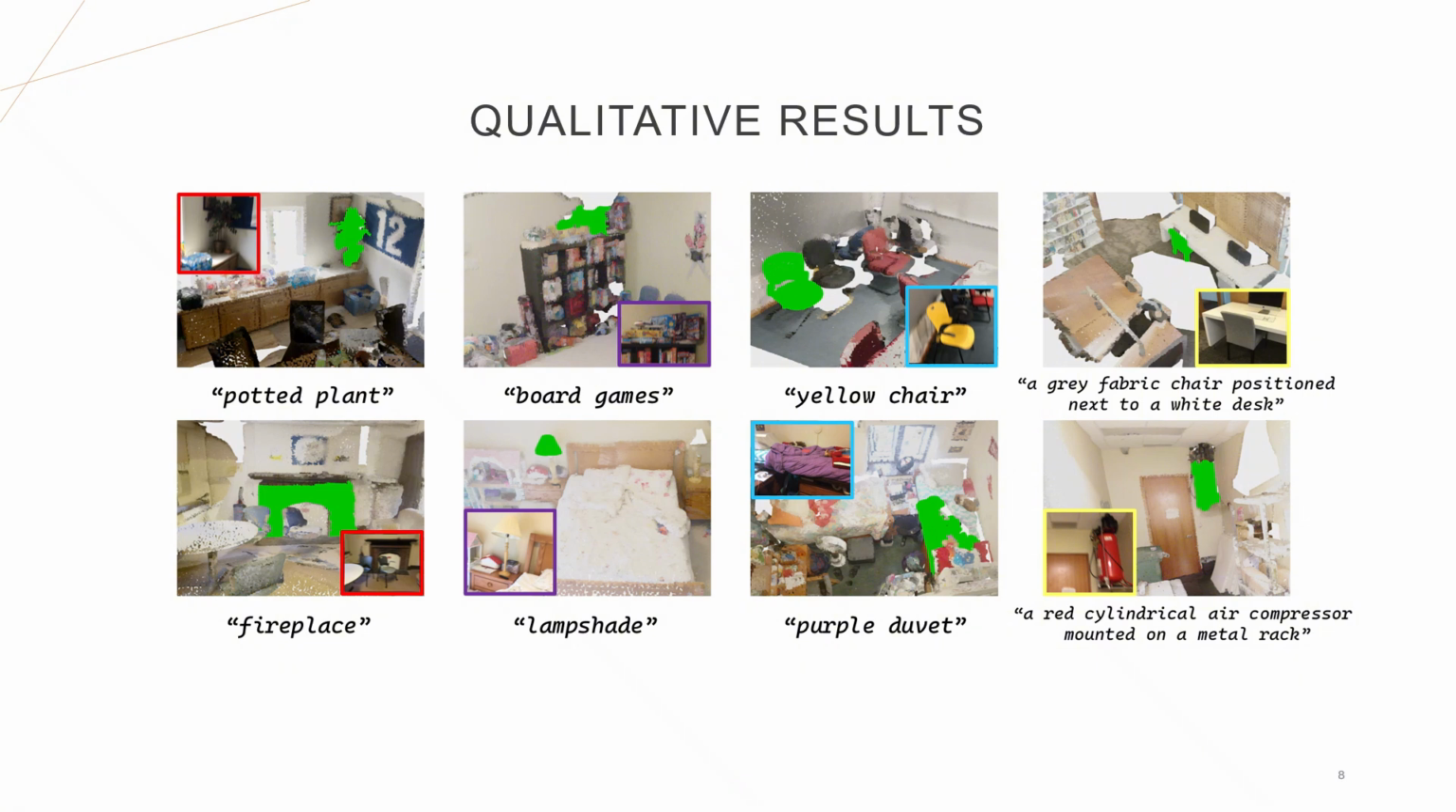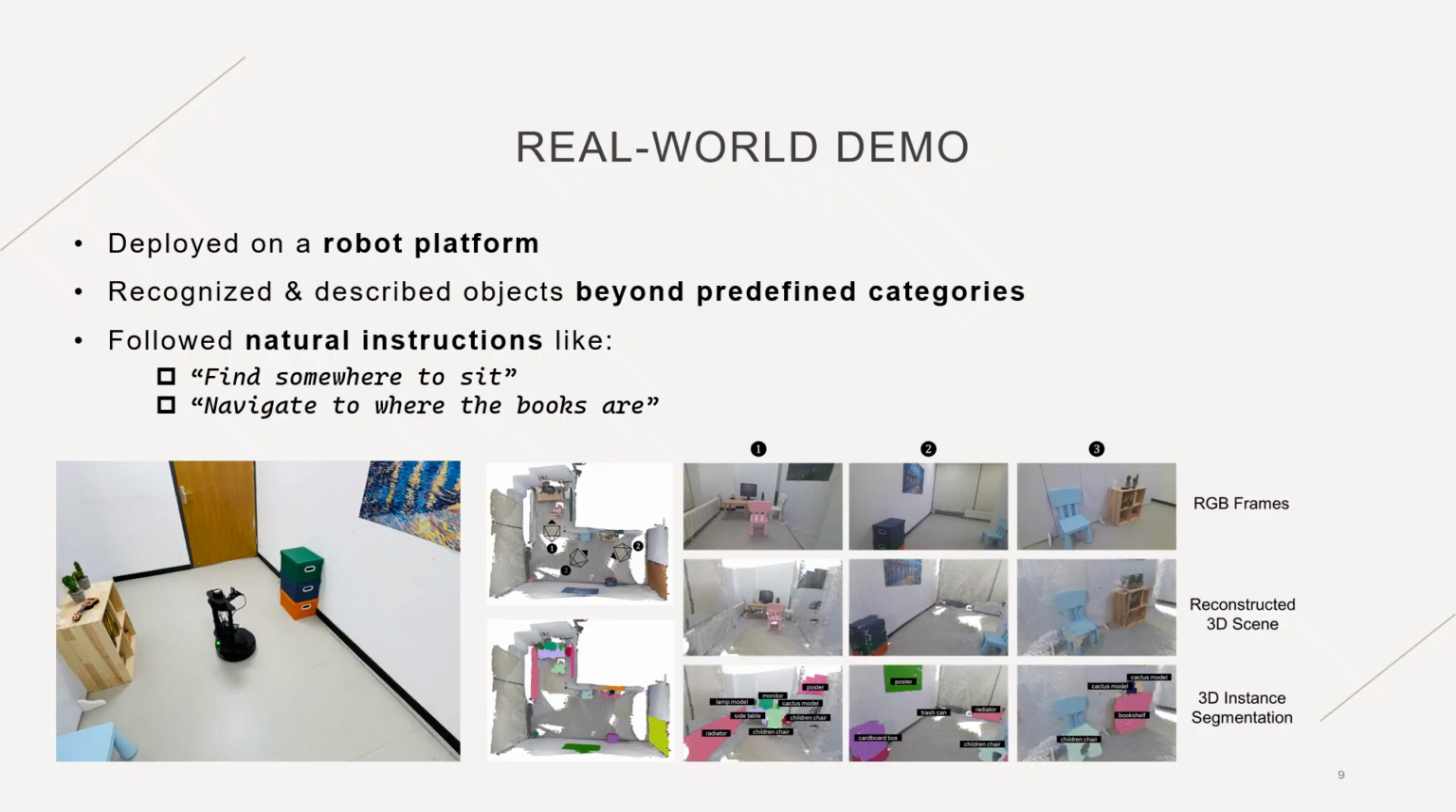Even more exciting, we tested our system on a real robot platform. The robot could recognize and describe objects beyond predefined categories. It could follow natural instructions like find somewhere to sit or navigate to where the books are. This shows that OV3D-CG is not just a research prototype. It can directly support embodied AI systems in the real world.